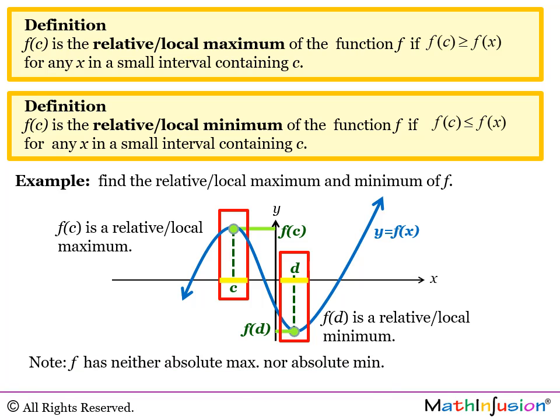If you look at this graph, by the way, this graph is neither absolute max nor absolute min, because on one side it goes down forever and on the other side it goes up forever. Look at the arrows.